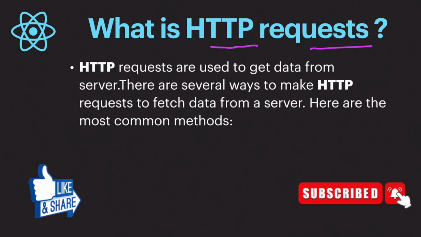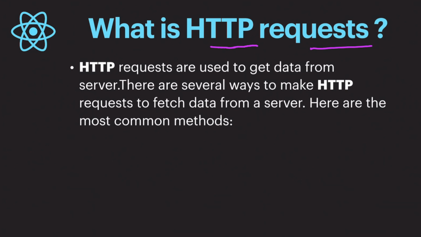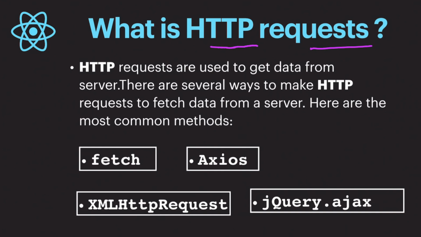So actually HTTP requests are used to get data from a server, and there are several ways to make an HTTP request to fetch data from a server. So here are the most common methods we commonly use in React Native: fetch, Axios, XMLHttpRequest, and jQuery AJAX. So all these are different ways. With the help of these, we can make an HTTP request to fetch data from a server.